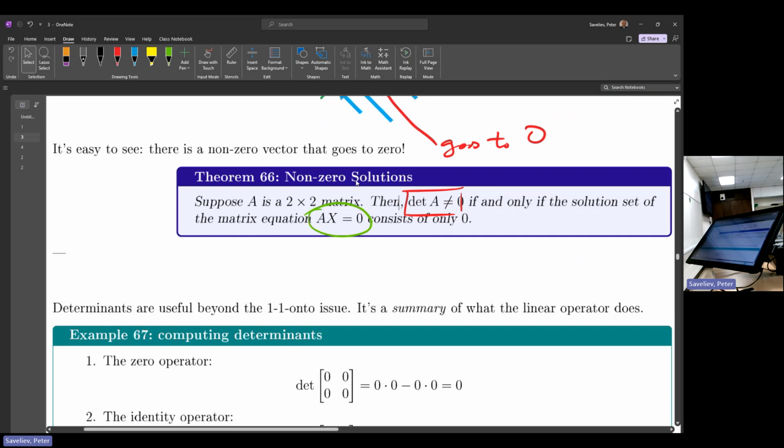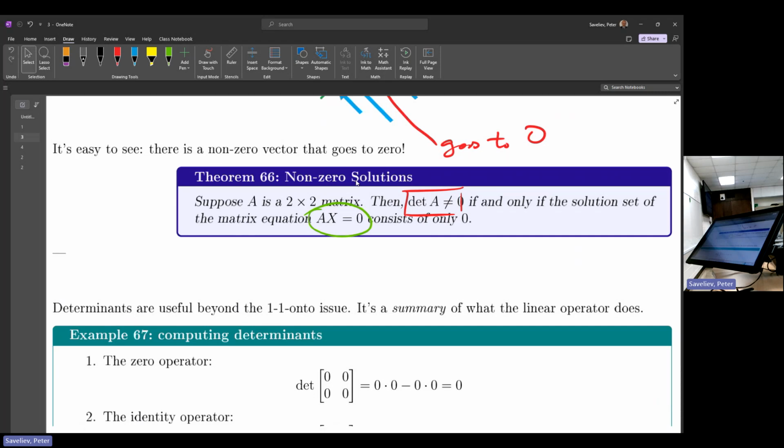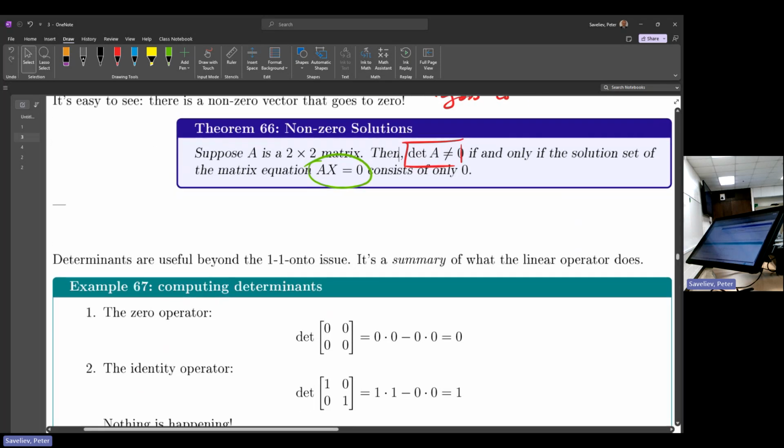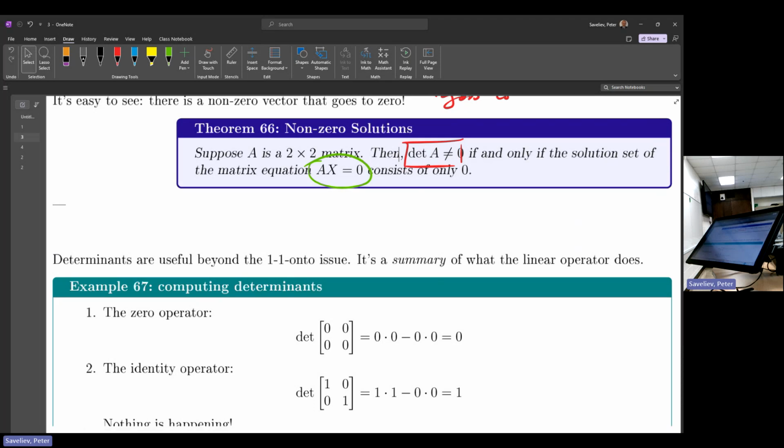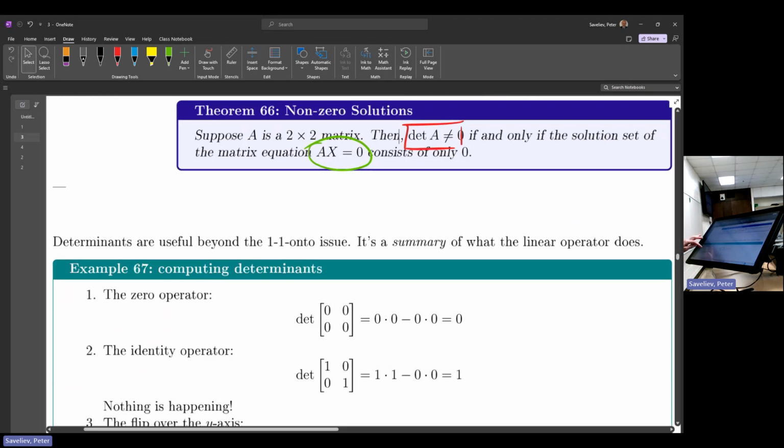So if we just look at the determinants for the basic operations that we have. The zero operator's determinant is equal to 0. The identity operator's determinant is equal to 1. So clearly it's already working out. The identity operator does nothing, and so its determinant is not equal to 0. So everything is fine.